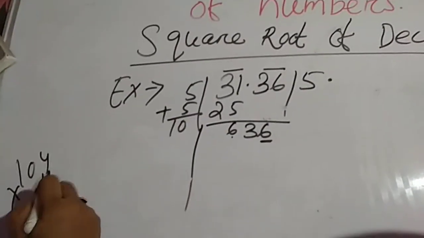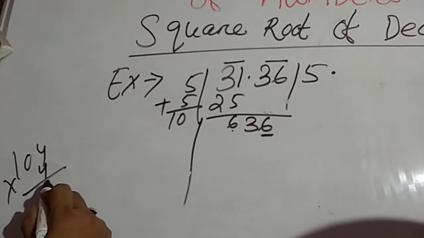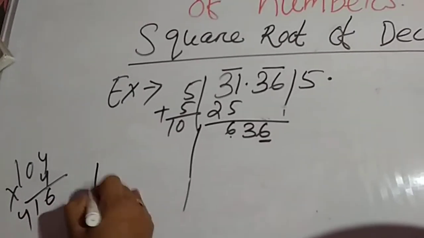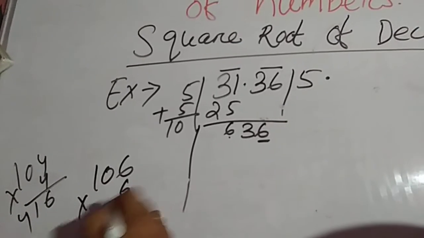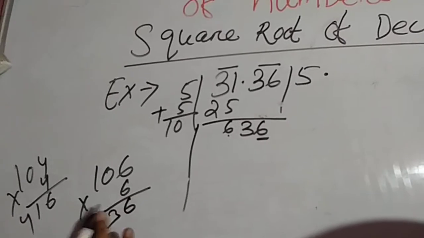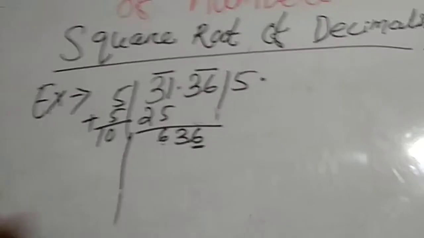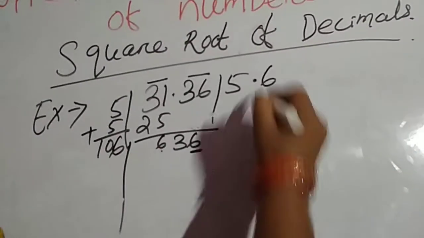104, either 4 or 6, that unit place is 6. So this one is 16, very less. So again we multiply with 6. 6 6s are 36. Then 6 1s are 6. So we put the digit 6 after the decimal.